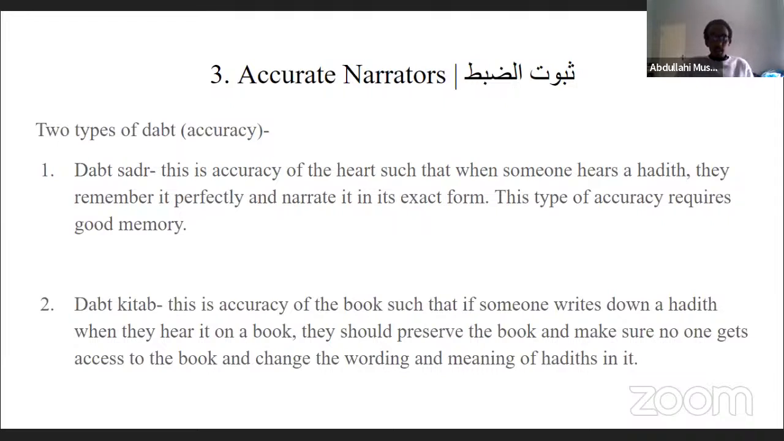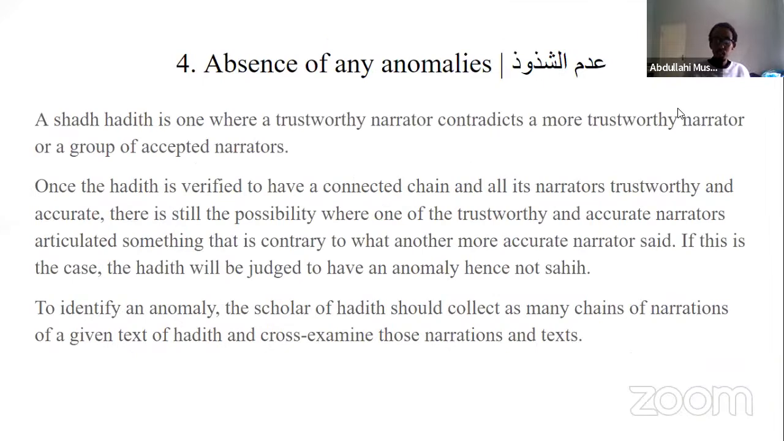Okay. So all the narrators must be accurate in the transmission of the hadith. The 4th condition for an authentic hadith is the absence of any anomalies, shudud. A shadh hadith is one where a trustworthy narrator contradicts a more trustworthy narrator or a group of accepted narrators.